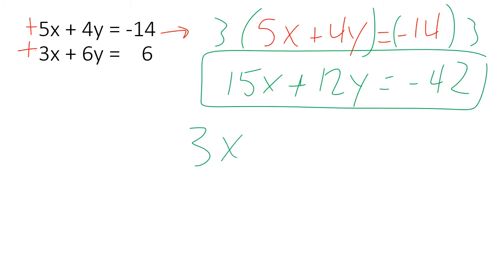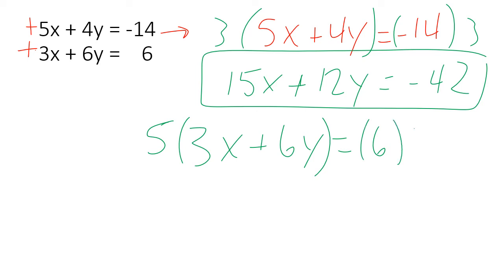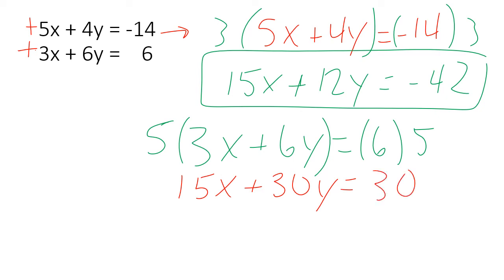Then I'm going to scale up this second one here. I got 3x plus 6y is equal to 6, and again, I want to make both x's 15, so I've got to multiply this by 5 here, multiply this by 5. Let's change color. So 5 times 3x is going to be 15x, plus 5 times 6y is going to be 30y, and then 6 times 5 is 30. All right, so I'm going to move to the next slide, and then I will show you how to solve this.